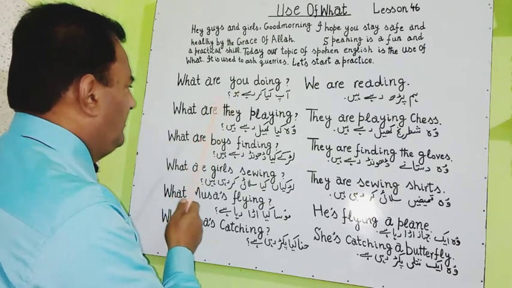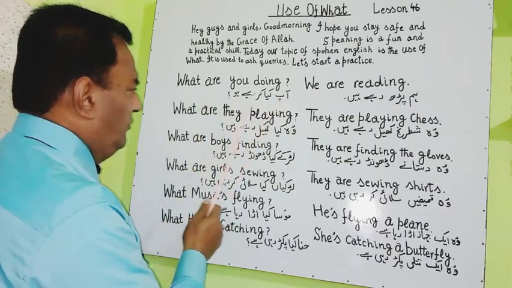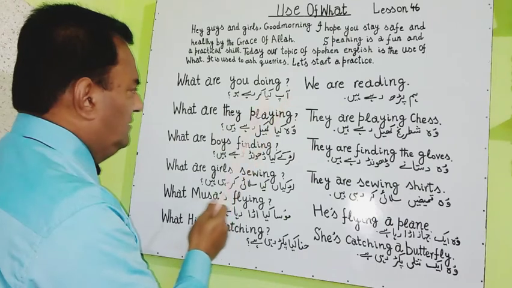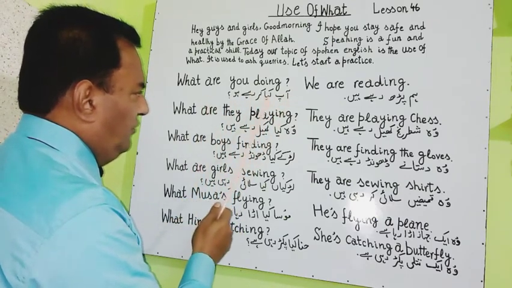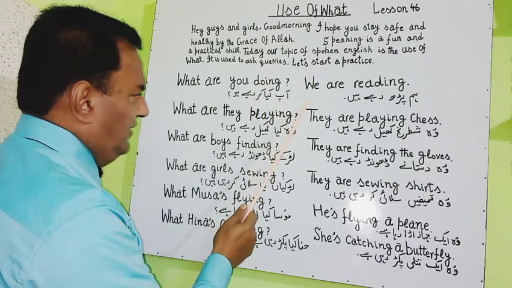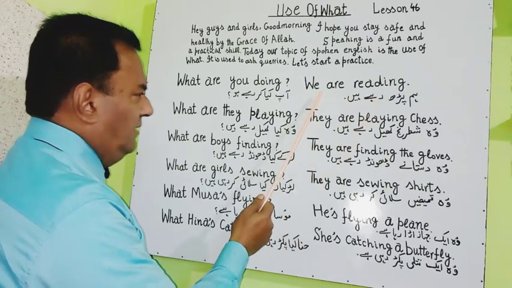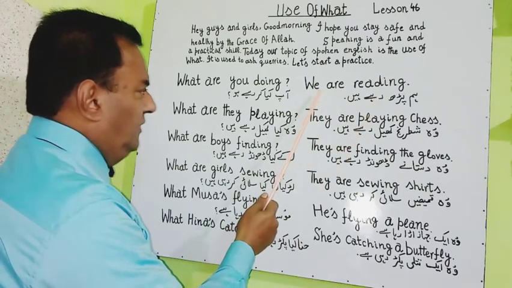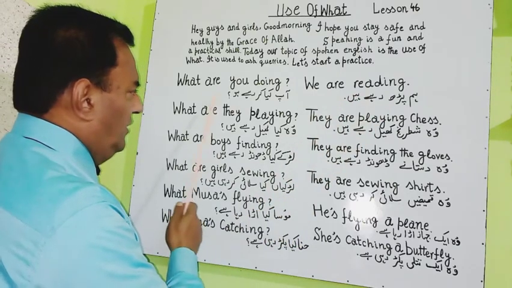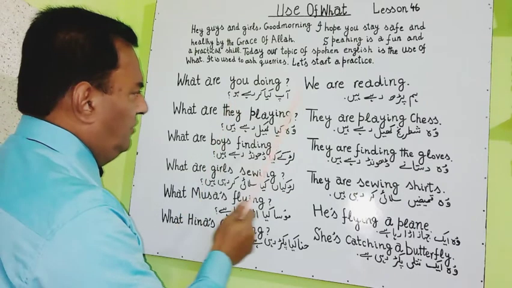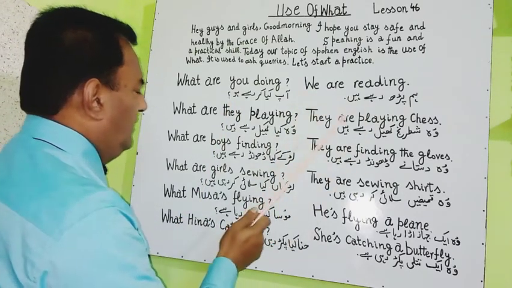First query is, what are you doing? What are you doing? And possible answer is, we are reading. We are reading. हम पढ़ रहे हैं. What are you doing? आप क्या कर रहे हो? We are reading. हम पढ़ रहे हैं.